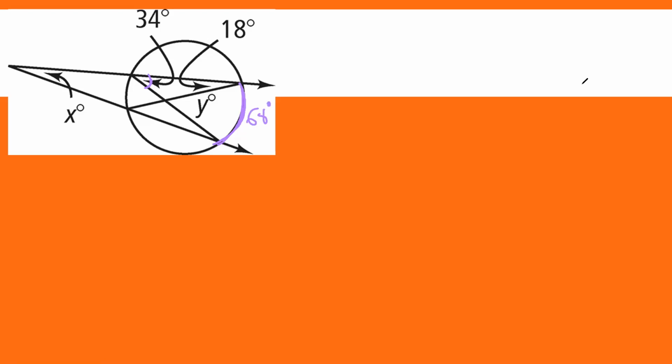So the measure of, let's name it AB, the measure of the arc AB will be twice the measure of the angle 34. So the measure of arc AB will be 68.